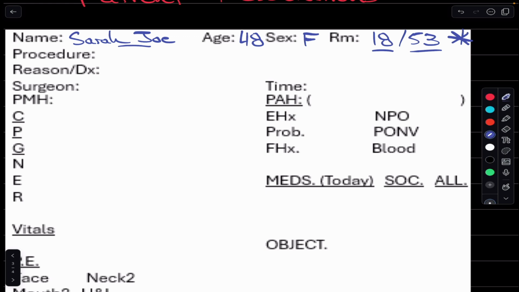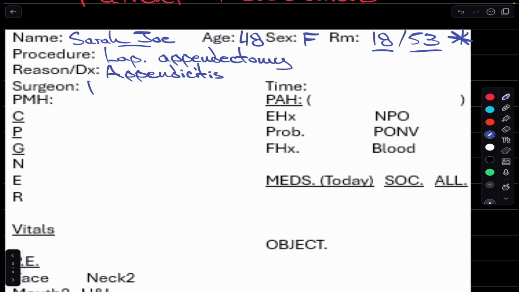Procedure. So for her, we'll say she's undergoing laparoscopic appendectomy. We'll say appendicitis. You could add on details, perforated appendix or something along those lines. With surgeon, we'll say Dr. Van Dyne. Time. So again, this could be a few things, but we'll say 0700. The other thing that's really helpful to know is, say it's like boarded for 90 minutes.